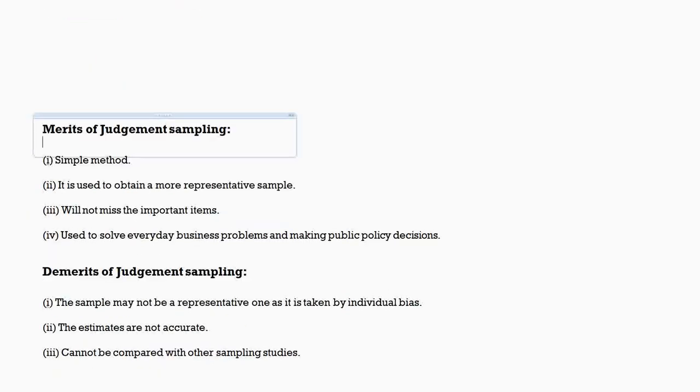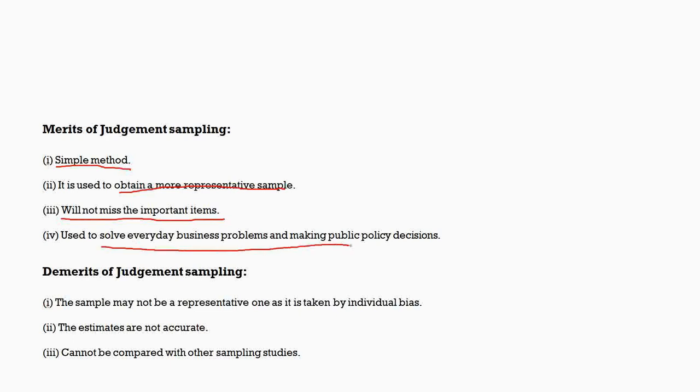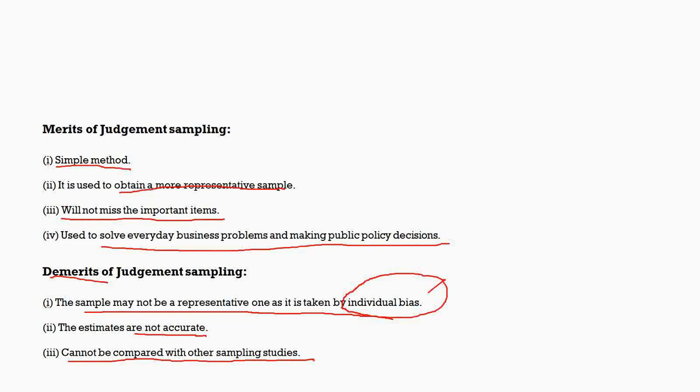Now moving ahead for the merits and demerits, it's a very simple method, and it is used to obtain a more representative sample. The next thing is that we will not be missing the important items, because in this case it is a biased and purposive sample. It is used to solve everyday business problems, and it helps in making public policy decisions. And the demerits are that the sample may not be representative one if it is based on an individual bias. Sometimes it might not be accurate, and it cannot be compared with other sampling studies.